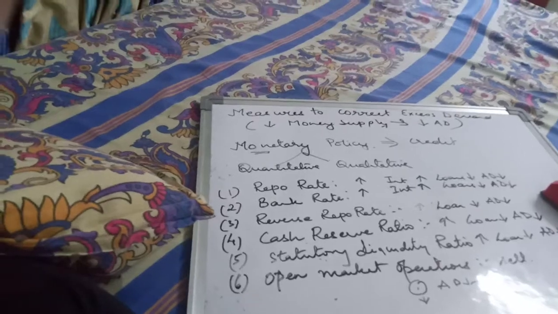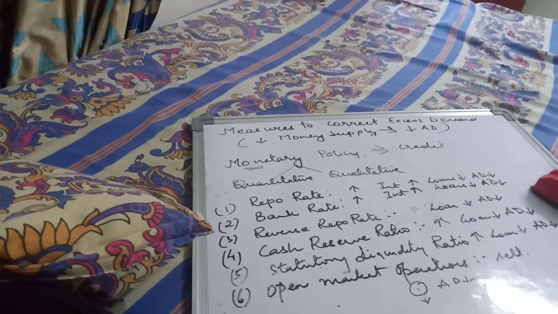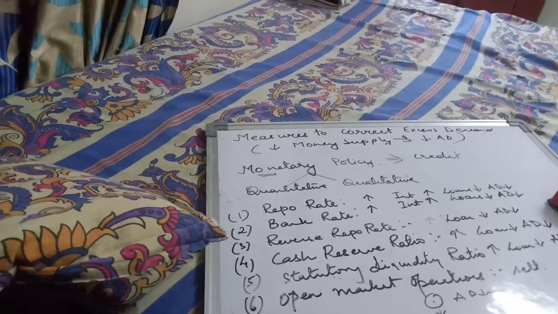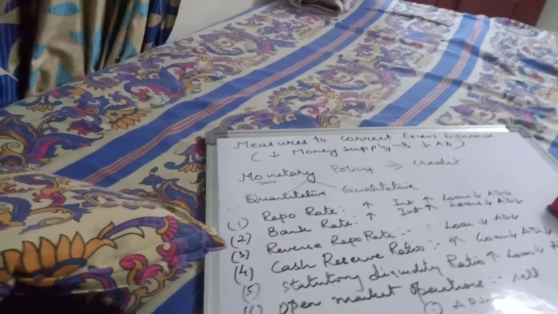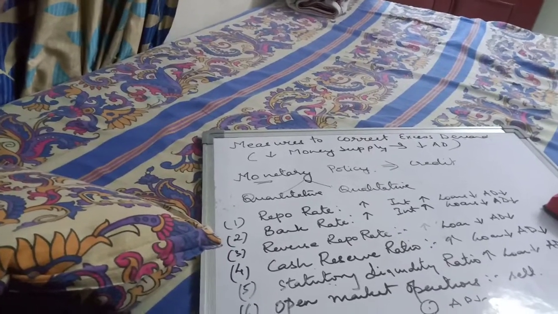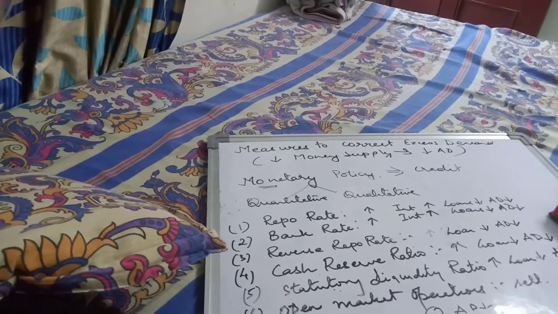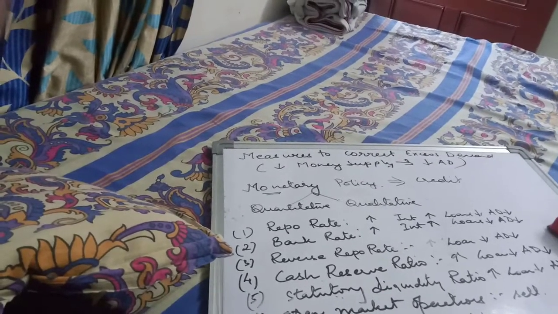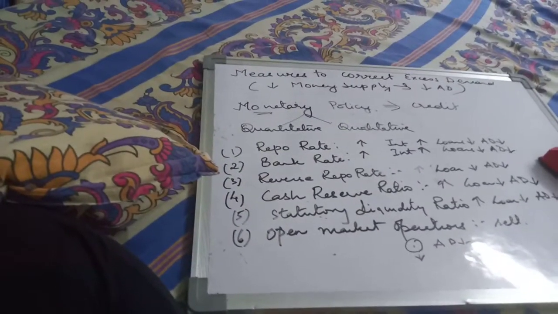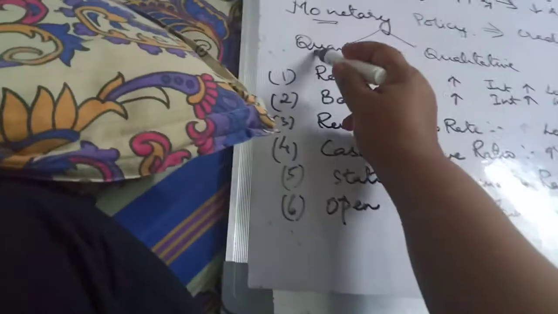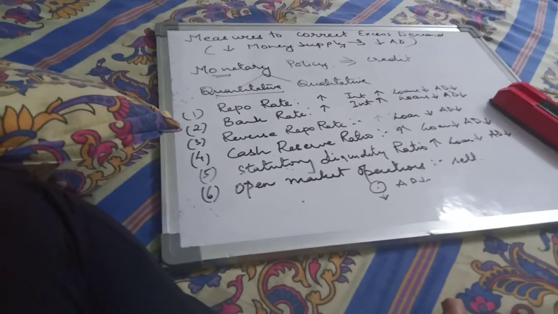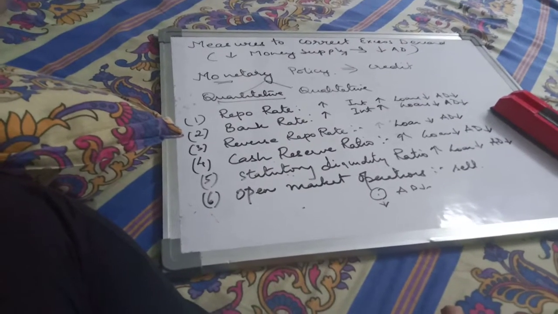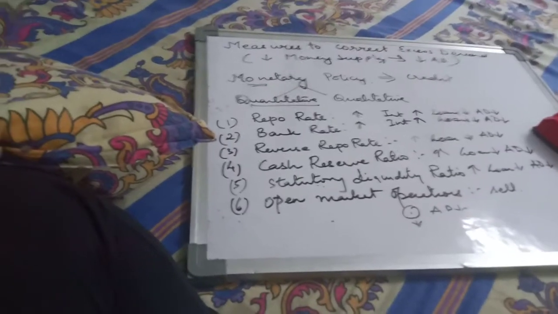Okay. So what is open market operation? It refers to buying and selling of government securities to commercial banks or public in the open market. During inflation, central bank sells government securities in the open market. This reduces the credit creation capacity of commercial banks and money supply in the economy, which in turn leads to fall in the effective demand. Okay. Now these are the quantitative measures which we have discussed: repo rate, bank rate, reverse repo rate, cash reserve ratio, statutory liquidity ratio, and open market operations.